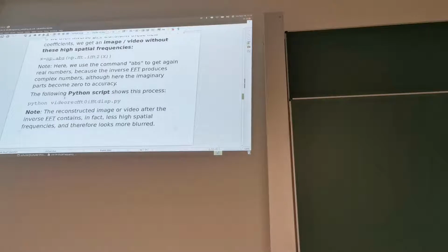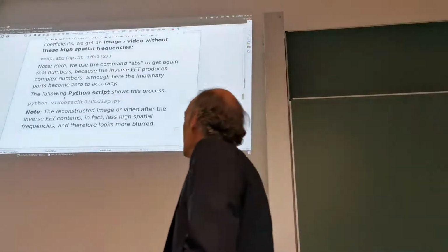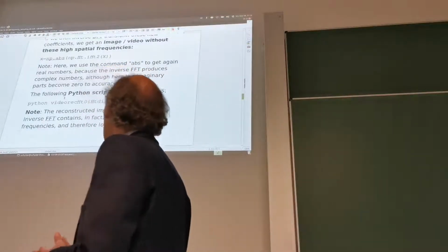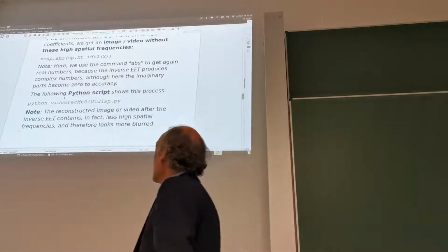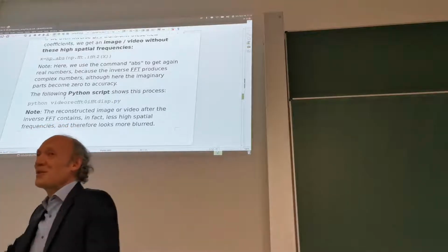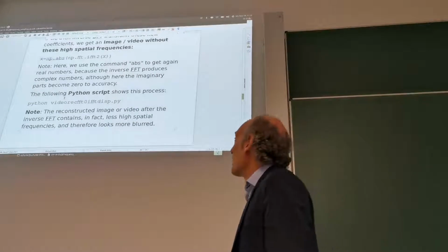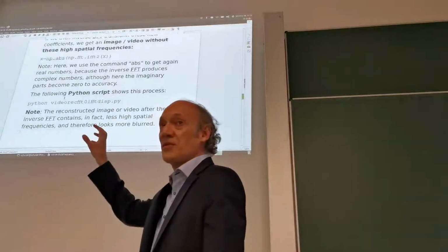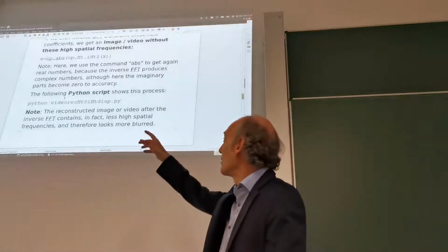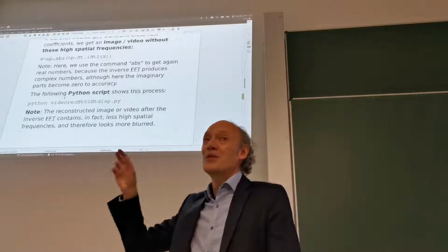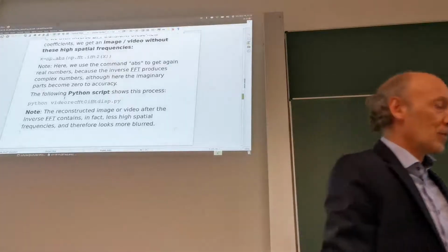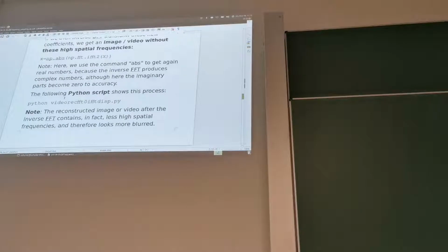Here I have a little Python script which shows this process: Video FFT 0, IFFT disp. The name basically is the program. It takes the video from the webcam, then applies an FFT, then sets the high frequencies to 0, then applies the IFFT, and then displays the result. Now I can show you the program here by looking at it using gedit.